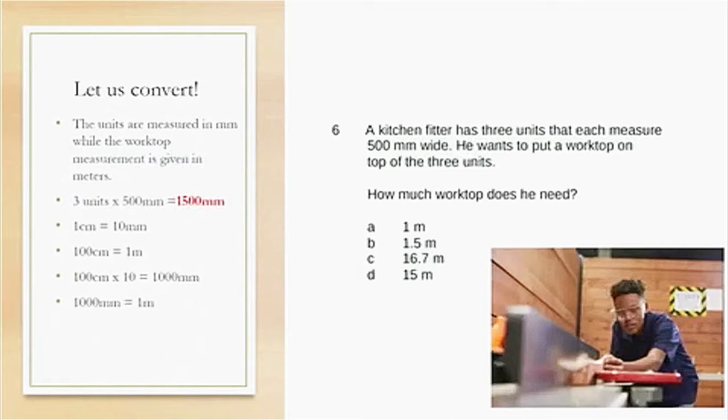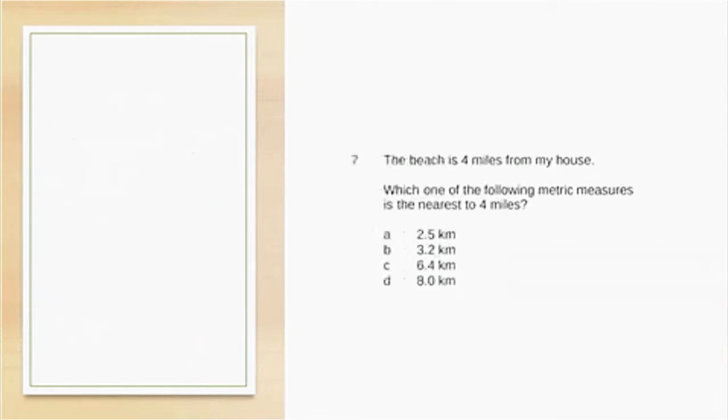Having said that, we go back up to where we had figured out the total measure of the 3 units, which is 1,500 millimeters. We can now divide that 1,500 millimeters by 1,000 to tell us how many meters we would get. And that is 1.5 meters. To cover all those 3 units, the worktop needed would be 1.5 meters.